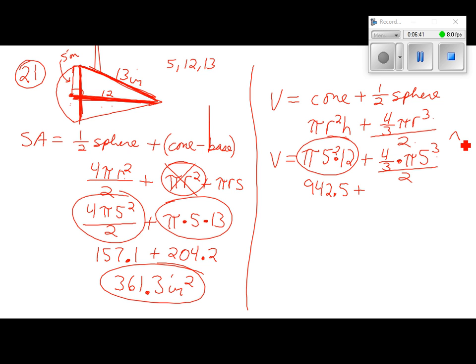Hit equals, and then we want to take that answer and divide it by 2. So I end up with 261.8. Then I add that 261.8 plus the 942.5, and I end up with 1204.3. And this is volume, so our units are going to be inches cubed, or inches to the third power.